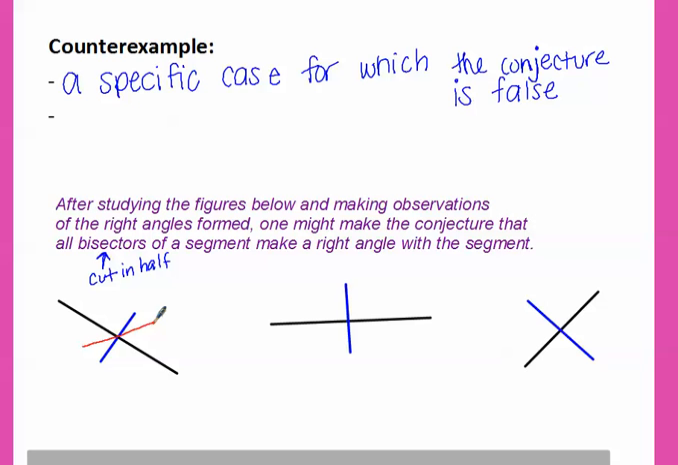Also with this one, I could draw a line through there. It's still cutting the black line in half, however, it's not at a right angle. And again, with the third one. Now, those were 3 counterexamples. Technically, we only needed the first counterexample to prove the conjecture false.